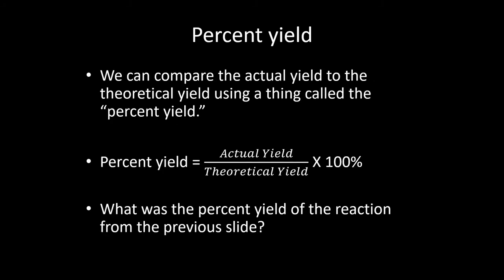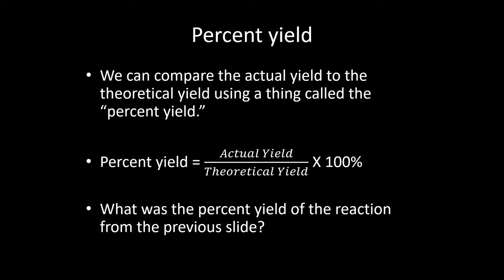All right. So then to compare our actual yield and theoretical yield, we can use the percent yield. The percent yield is just what it sounds like. It's just saying how close did we get to the theoretical yield. So the percent yield is just the actual yield divided by the theoretical yield, what we were hoping to get. So what we actually got divided by what we were hoping to get, times 100%. And we would like to get as close to 100% as possible.